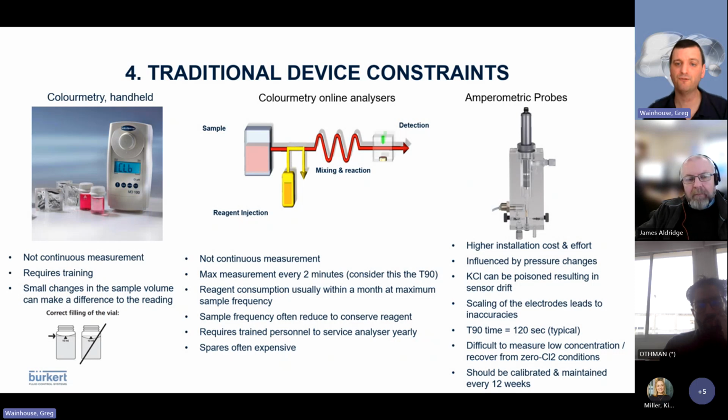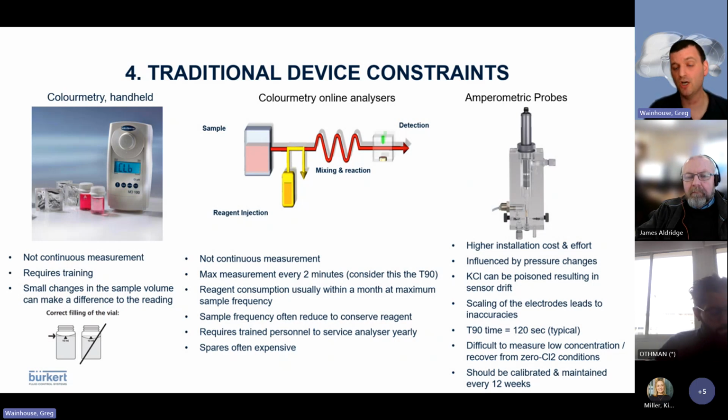The potassium chloride in front of the electrodes also can be poisoned, which results in sensor drift. So you have to calibrate the device on a regular basis. You also have things like scaling of the electrodes as the potassium chloride becomes poisoned, and also there are membranes in front of the electrodes and on the other side of the electrolyte as well. They have to be regularly cleaned and cleared of any scaling to prevent drift. All of that can also lead to inaccuracies of measurement. So they are very, very prone to drift when they're not calibrated and maintained regularly.